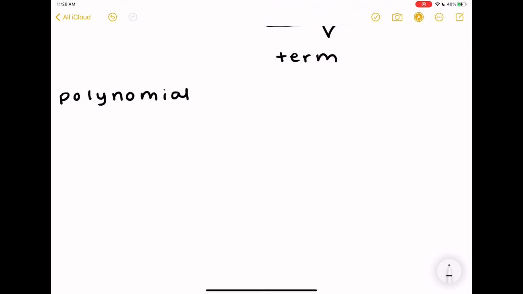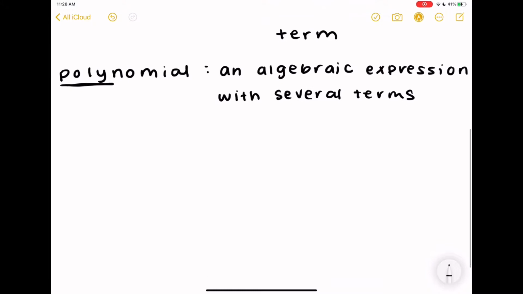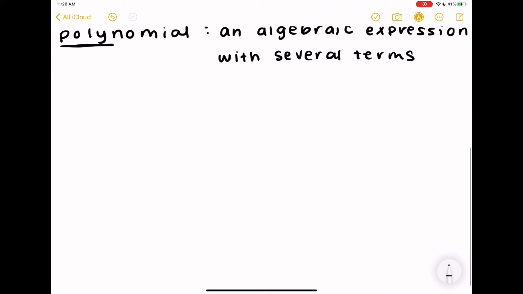Now a polynomial is very similar. It's just a different number of terms. A polynomial is, again, an algebraic expression with three or more terms. And a binomial is two terms. So it's really important to understand the difference. A polynomial is 3 and more, binomial 2, and monomial 1. It's very important to understand that difference so that you know how to identify a polynomial, a monomial, and a binomial.